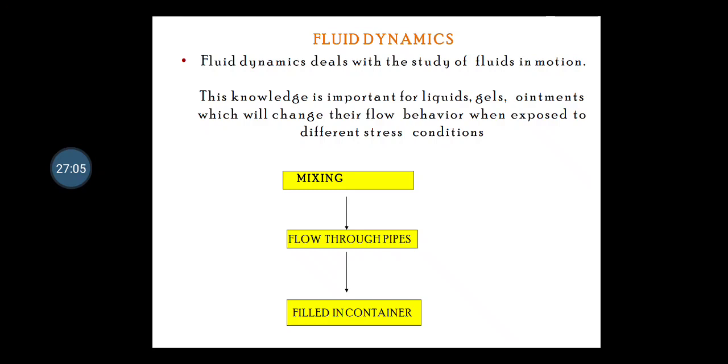These systems change their flow behavior when exposed to different stress conditions in different types of situations. Your first situation will be the manufacture of your dosage form. Materials undergo processes such as mixing, flowing through pipes, and getting filled in containers. Flow related changes influence the selection of mixing equipment. So this is your first condition.